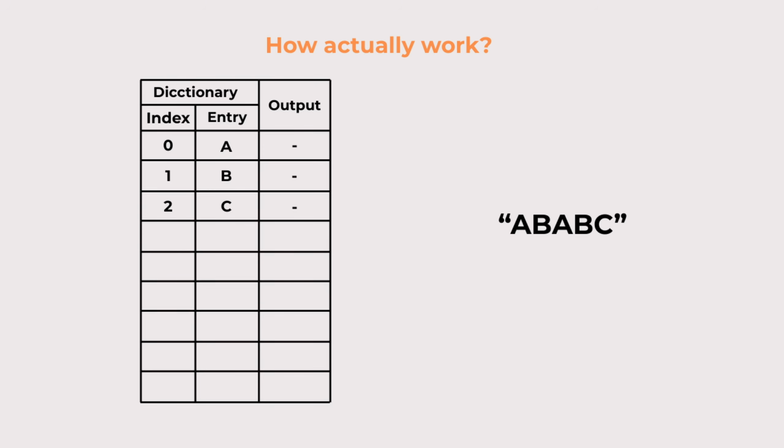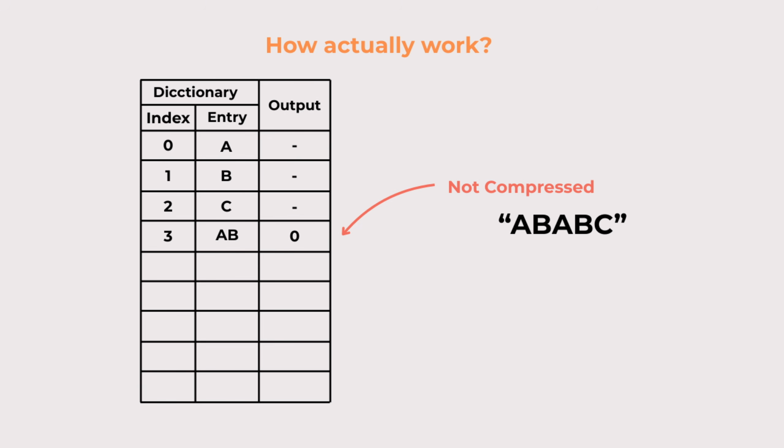Let's pause for a moment and talk about why we output 0 for P, and how this eventually leads to compression. Imagine we have the text ABABC and a dictionary. We start with A. We combine it with B to form AB. Since AB isn't in the dictionary yet, we add AB to the dictionary with a new index and output the code for A, which is 0.